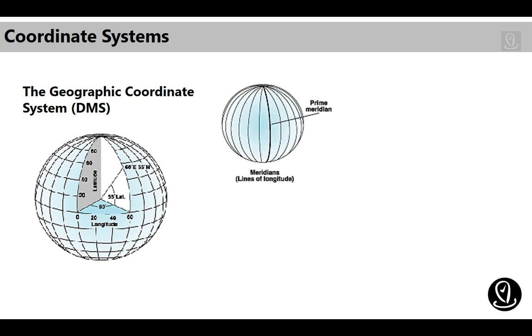Every line of longitude is essentially a prime meridian, which are used to measure longitude in degrees around the circumference of the Earth, and these lines of longitude converge toward the poles at the north and the south.